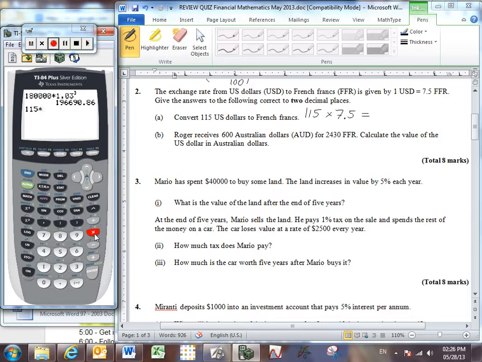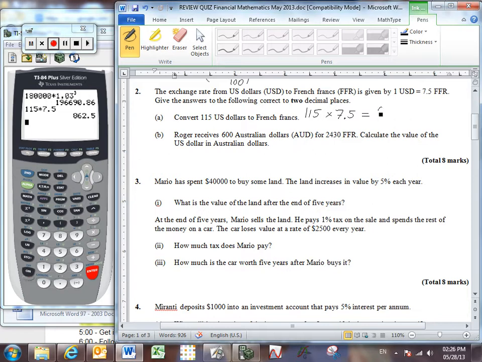If you're not sure whether you should multiply or divide, I'll show you a different method. Anyway, I end up with 862.50 francs. We must round to 2 decimal places when we're dealing with money. French francs. Another way you could have solved this problem would have been to set up some equal ratios. 115 US dollars is equivalent to how many French francs? Let's call it X French francs.